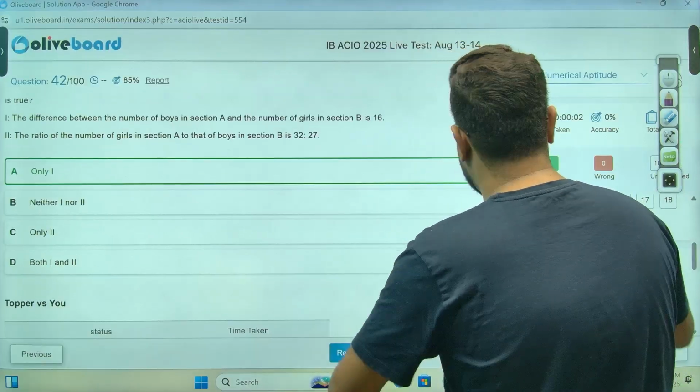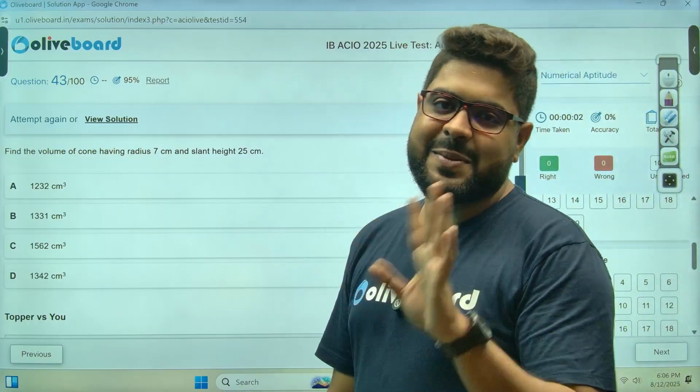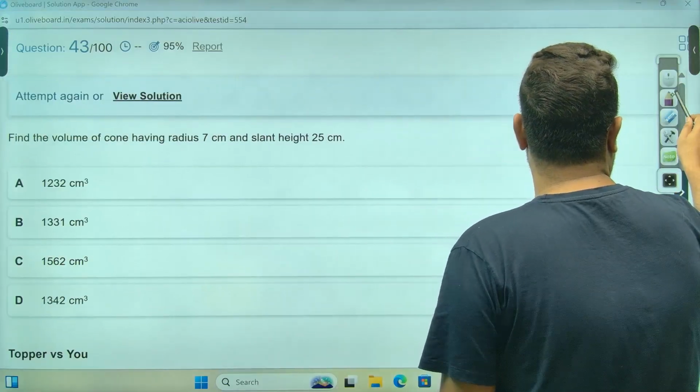Very, very simple stuff. Hopefully this is clear. Hopefully, sir, this is absolutely clear. Next one, find a cone.